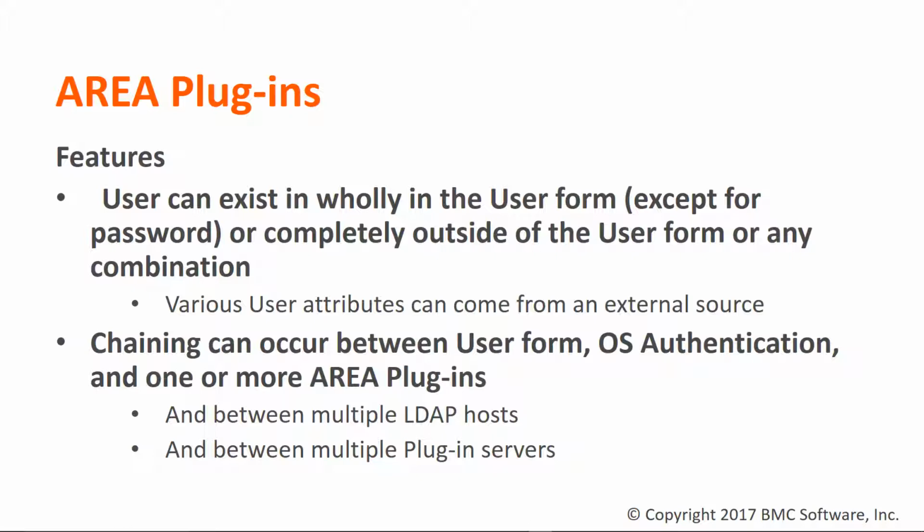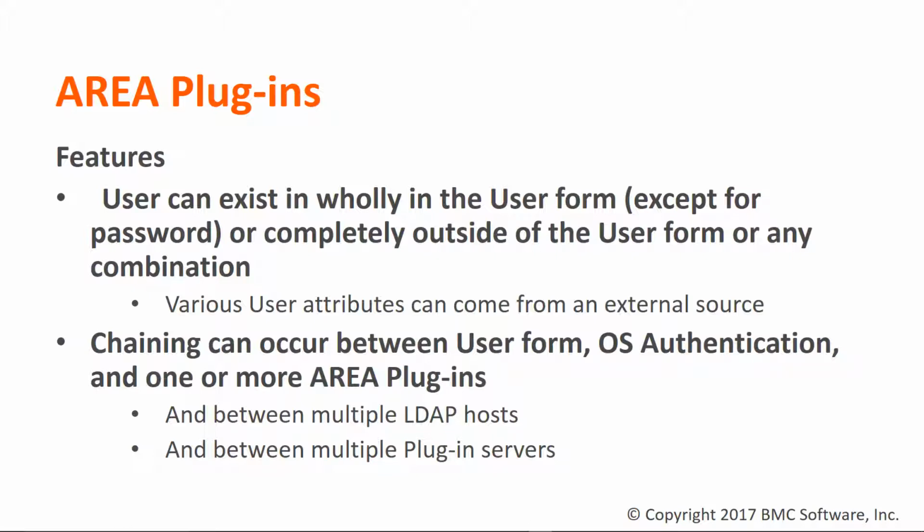I also mentioned chaining on the previous slide. Chaining can occur between the user form, OS or operating system authentication, and one or more area plugins. So chaining can be quite complex. I'm not going to talk about all the different aspects of chaining, but we have multiple types of chaining. So you've probably seen the authentication chaining mode. That's an option that you have in the external authentication settings for Remedy. And so that allows you to chain between a user that's in the user form, a user that exists on the operating system, such as the Windows operating system, or a user that exists in LDAP.